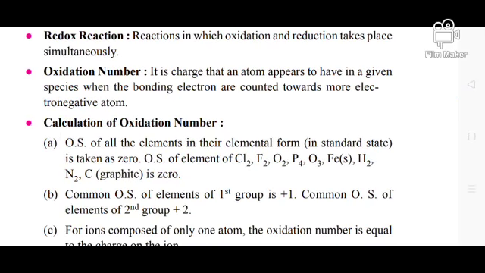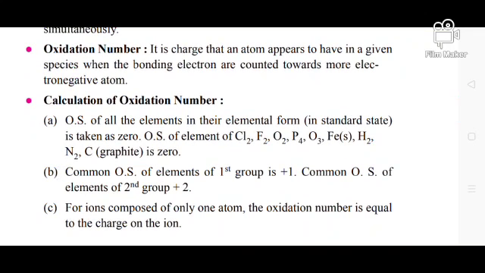So what is an oxidation number? My dear friends, it is the charge that an atom appears to have in a given species when the bonding electrons are counted towards the more electronegative atom. So what is an oxidation number? It is the charge of an atom in the given species when the bonding electrons are counted towards the more electronegative atom. So this is the idea about the oxidation number.